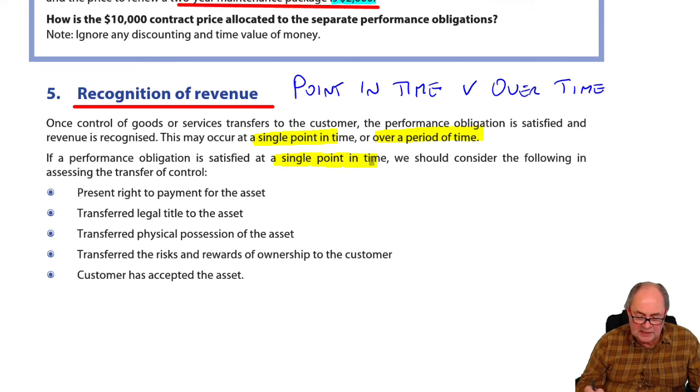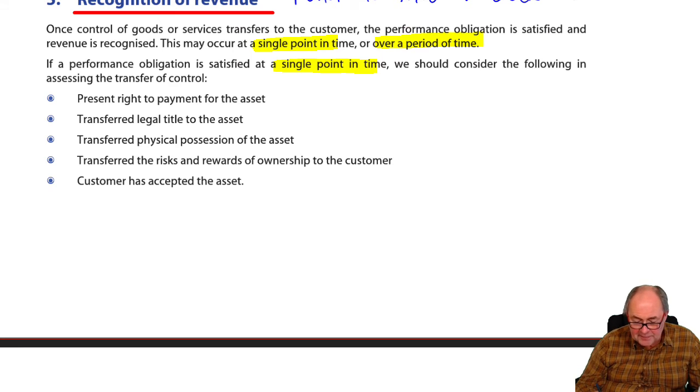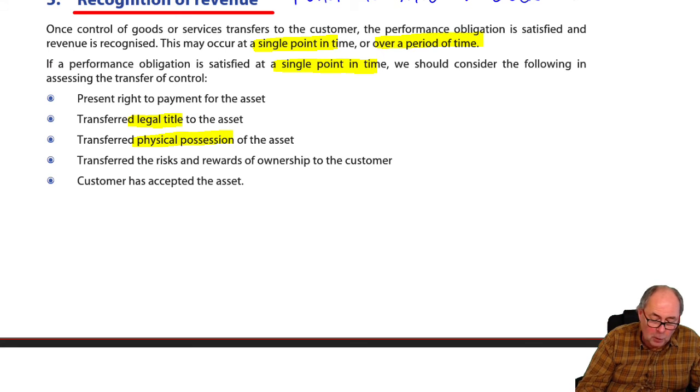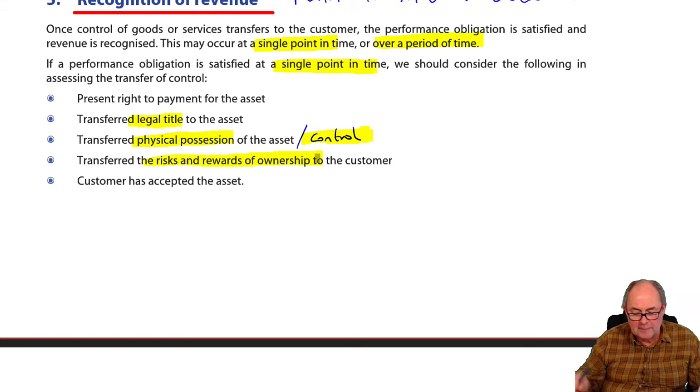If it's a point in time, it comes back to all the words you've learned ever since you were 4 years old. Transfer of risks and rewards, transfer of control, transfer of title, who takes insurance responsibility. Those are all of the considerations that you would have in mind. So essentially, again, if it's a single point in time, transfer of title, physical possession, a very important word is transfer of control, risks and rewards of ownership.